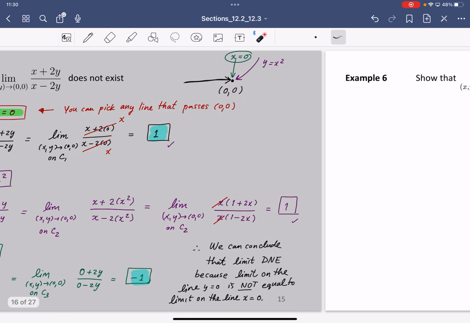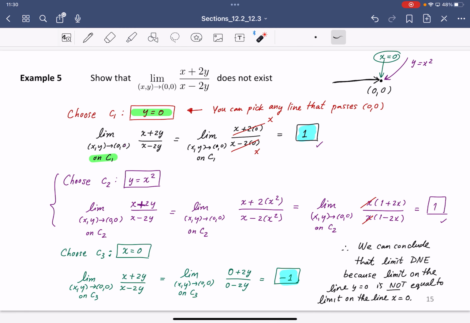All right, example 6. Is there a strategy to pick what I need? Usually for the line that we pick, we should start from the easy ones: x equal to 0, y equal to 0, y equal to x, y equal to x squared, something like that. You're trying to avoid the lines that are hard, something like y equal to square root x, because we have a square root. Or y equal to sine x, you are not going to pick this one because even though it passes 0, 0, it is super hard to simplify sine x, for example.